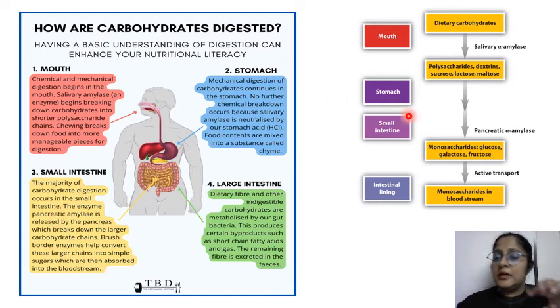So in a nutshell, in the mouth there is dietary carbohydrate, we are eating that, and salivary alpha amylase is acting upon the polysaccharides, dextrin, sucrose, lactose, maltose. In the stomach, there is no chemical digestion, only mechanical digestion takes place. Then the pancreatic alpha amylase acts upon it. Then we are getting the monosaccharides, glucose, fructose and galactose, through active transport, going to the bloodstream. So absorption we'll definitely learn again in another video. Maybe the next video will be on absorption of carbohydrate.